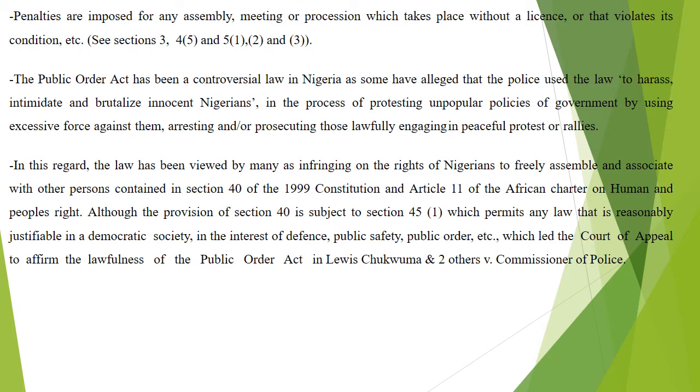So like I said, that section, Section 45, subsection 1, permits any law that is reasonably justifiable in a democratic society in the interest of defense, public safety, public order. Of course, this has led the Court of Appeal to affirm the lawfulness of the Public Order Act in the case of Lewis Chukwuma and two others and the Commissioner of Police.